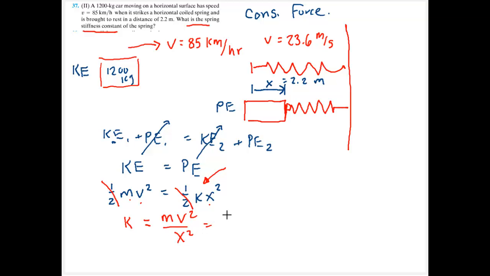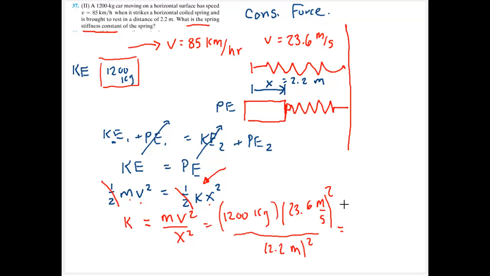Go ahead and I start plugging all this stuff in. I've got my 1,200 kilograms, and my velocity is going to be 23.6 meters per second. Square that quantity, and down at the bottom I'm going to have 2.2 meters, quantity squared. At the end of the day I come up with 1.4 times 10 to the 5th, and the units are going to work out to newtons per meter, which is encouraging because that is the unit you would expect for the spring constant.